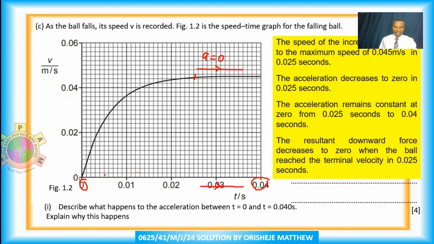Then the resultant force acting on the ball as it's falling through the oil keeps on decreasing until it became 0 when the ball attained the terminal velocity as it's falling through the oil container.